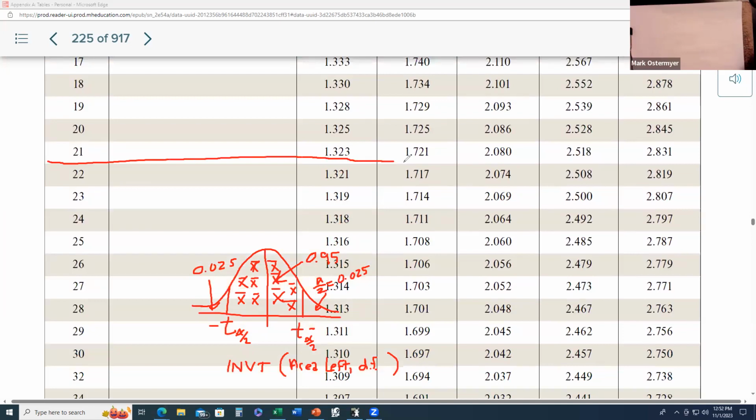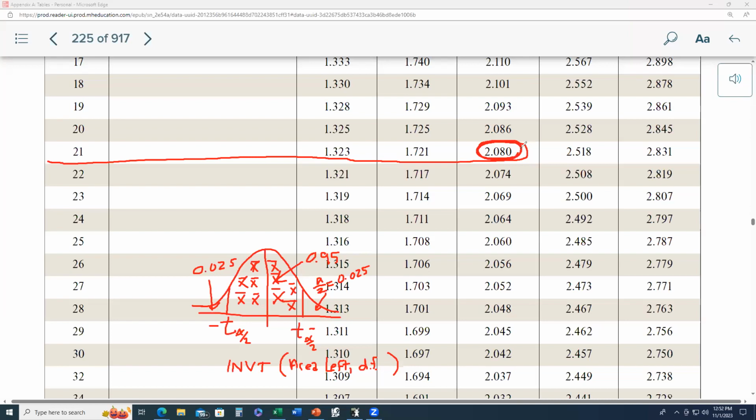And your 95% column was what? Right here, do you agree? That's your critical T value. Thank you. 2.080. So you don't need to have that inverse T function on your calculator. If you don't, no problem. Just use the table in appendix A-5, the T table, to find those critical T values.